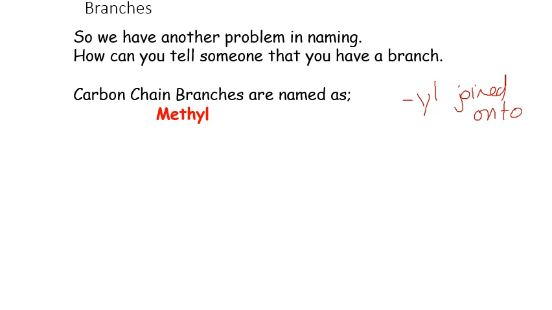So if that branch has 1 carbon, it would be known as methyl. If there's 2 carbons on that branch, it would be known as ethyl. And if there's 3, propyl, 4, butyl, etc, etc. So it's the same naming method that's used before, meth, eth, prop, but, pent, hex, hept, oct, that you've learned prior.